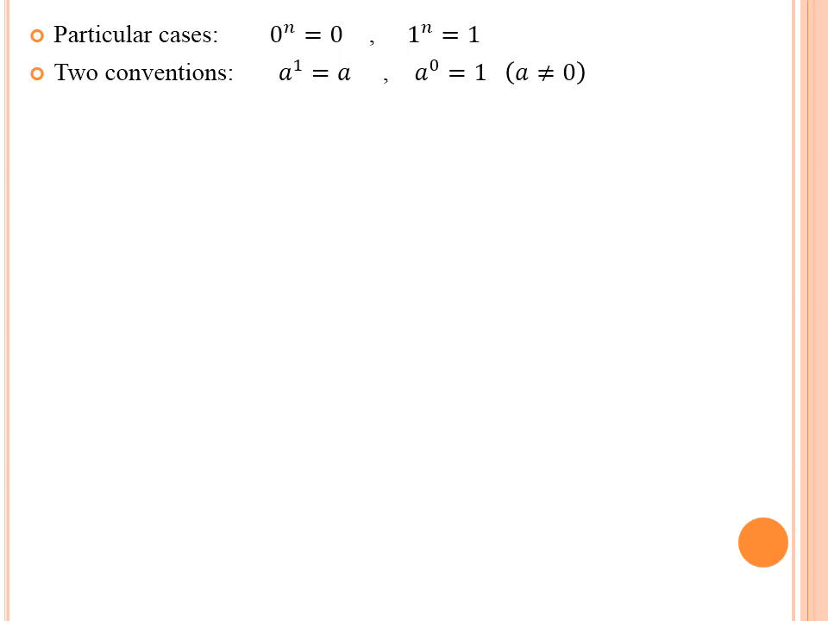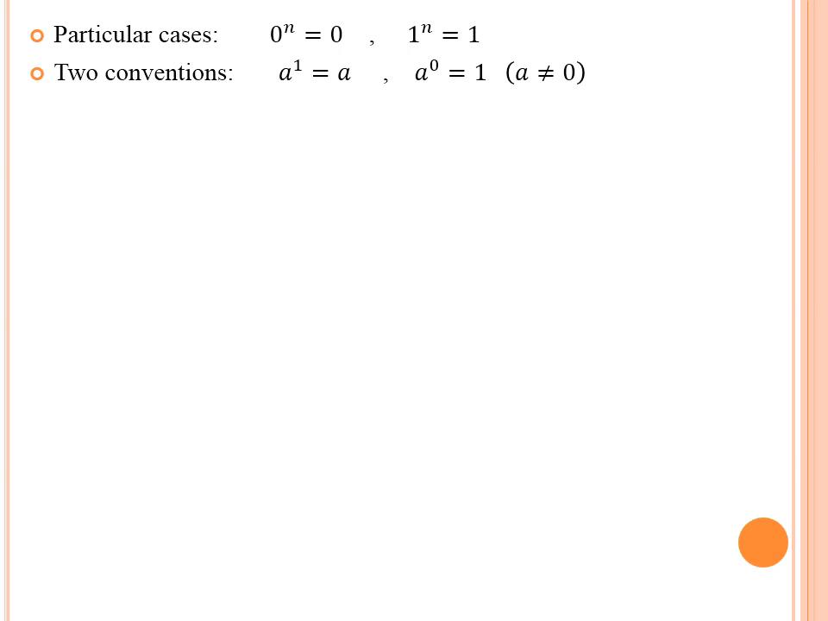That's the first rule. Another rule says that 1 to the power n. Let's take an example, 1 to the power 100. Let's multiply 1 by 1 by 1 for 100 times. Our answer should be 1. So whatever the number is, 1 to the power n is always 1. This is the second particular case.